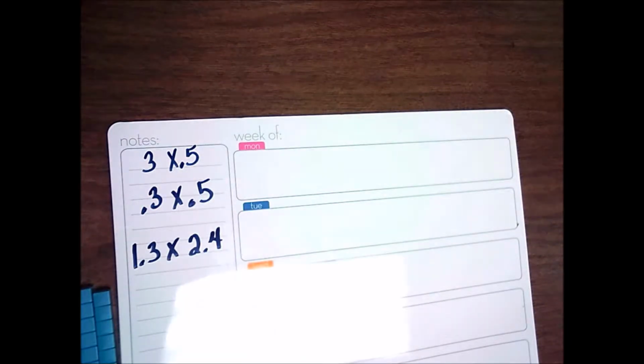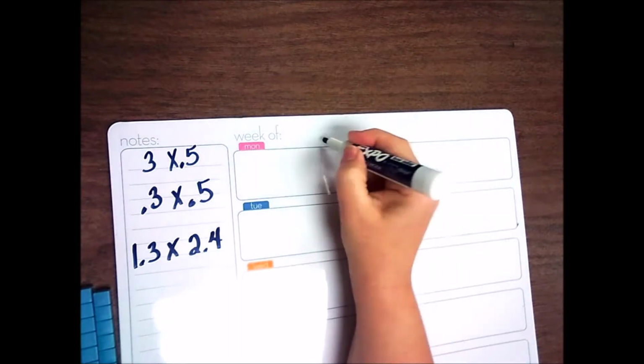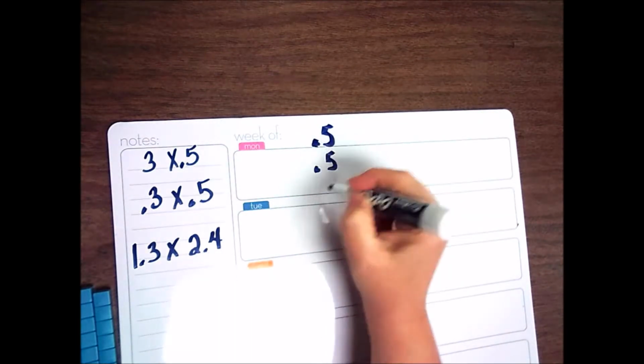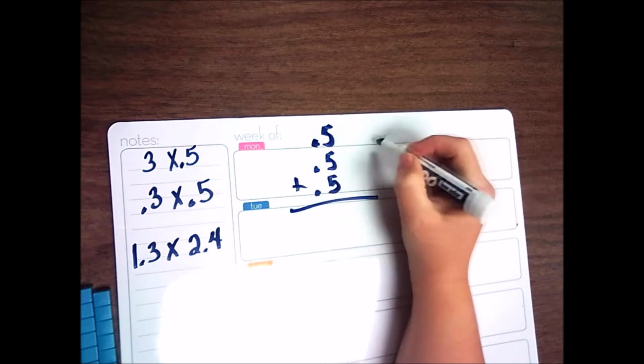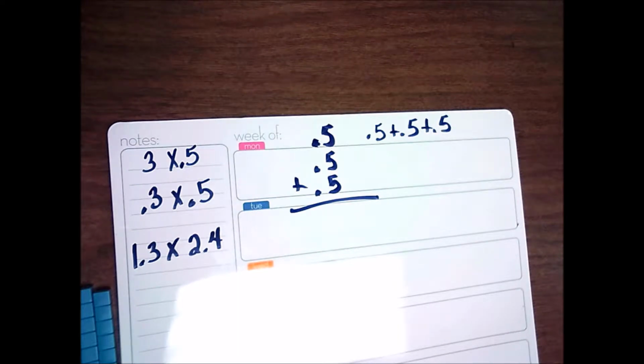So starting with this first one here, this 3 times 5/10, so it's a whole number times a decimal, or a whole number times a part. I always tell my kids, think about this as three groups of 5/10. And when we think repeated addition, it would be 5/10 plus 5/10 plus 5/10, which we would represent if we're lining them up like that, okay?